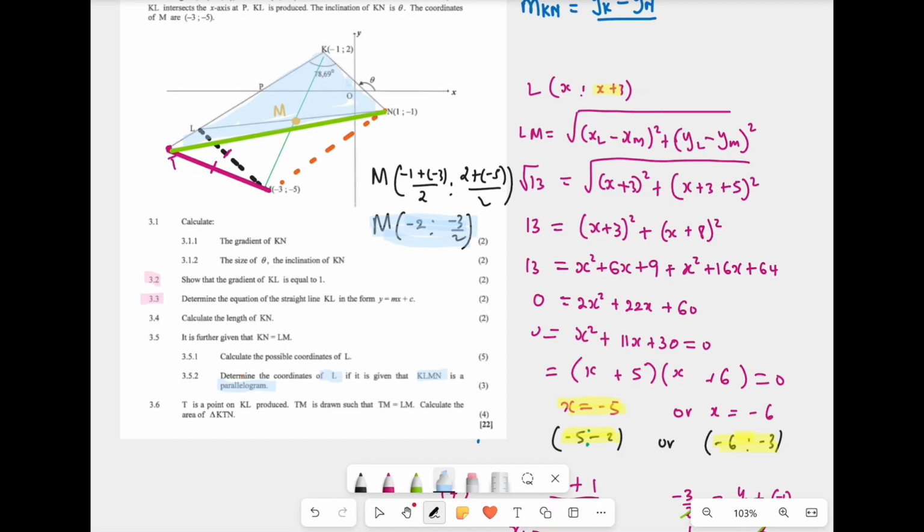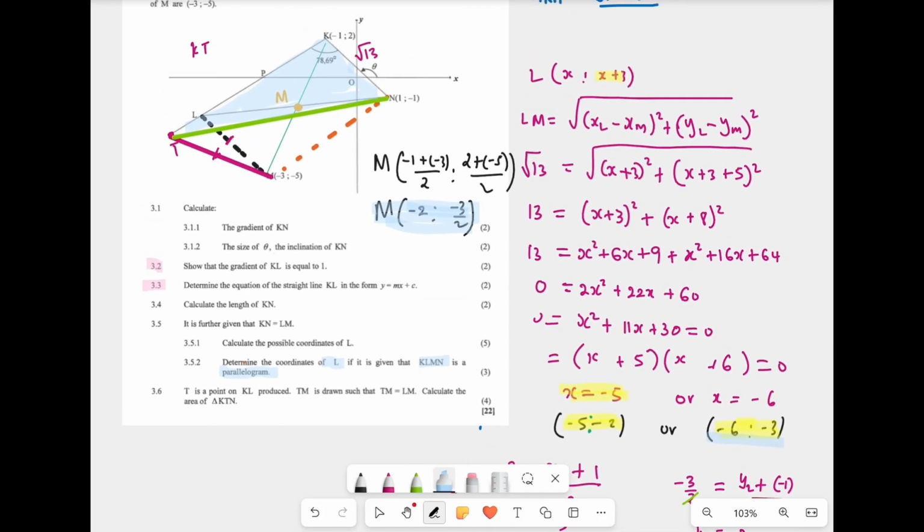So you'll notice that with KTN, we already have one side, which is square root of 13. We did calculate it. We also have an angle. So if we can calculate the length of KT, we can find the area. We just need to find the length of KT. So now remember, since these two sides are equal, they are both equal to root 13. So that means these coordinates that we calculated here, which is -6 and -3, because we have noticed that -5 and 2 belong to L. So that means these coordinates, -6 and -3, are actually the coordinates of T. So T is -6 and -3.